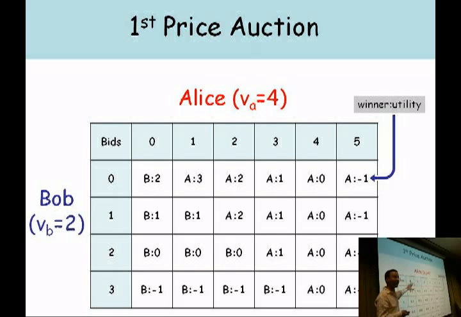This induces a game where the bids are the strategies, and each entry in this matrix tells us who the winner is and what his utility is. If you lose, your utility is 0 because you got nothing. If you win, your utility is your value for the item minus how much you paid for it, which is how much you bid. So for example, here, Alice bid 5, Bob bid 0, so Alice won, but her value is only 4. She paid 5, so her utility is minus 1. So this is the game.